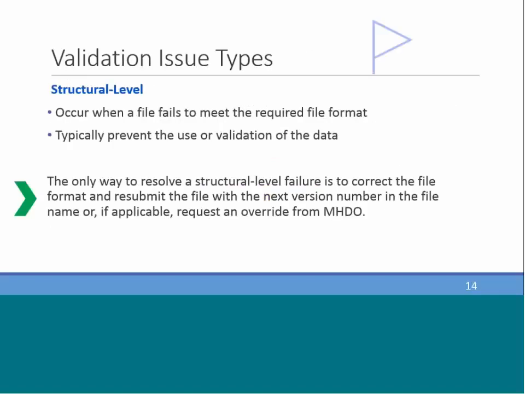So the first is the structural level validation. Structural level validation issues occur when a file fails to meet the required file format and typically prevents the use or full validation of the data. The only way to resolve a structural level failure is to correct the file format and resubmit the file with the next version number, file name, if applicable, request an override for MHDO.